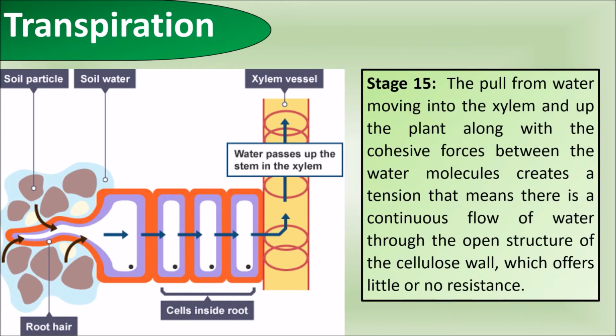The pull from water moving into the xylem and up the plant, along with the cohesive forces between water molecules, creates a tension that means there is a continuous flow of water through the open structure of the cellulose wall, which offers little or no resistance.